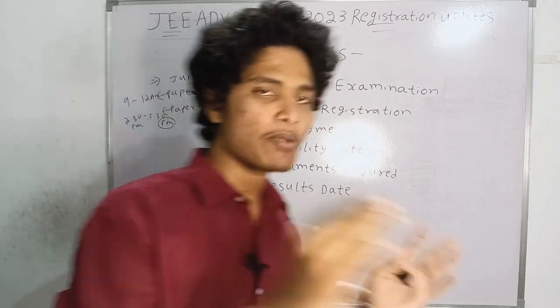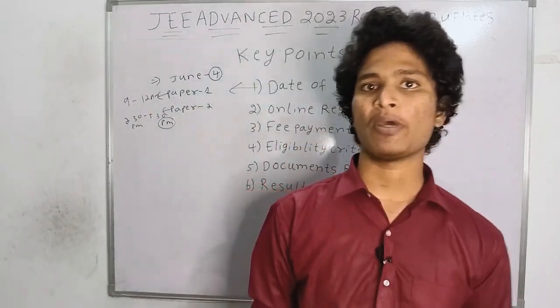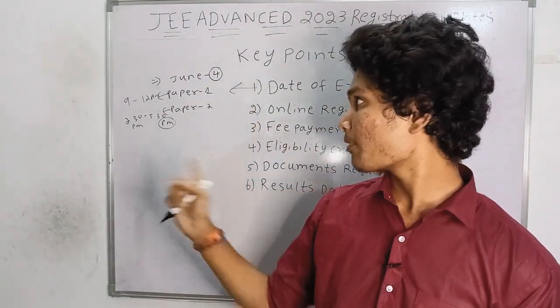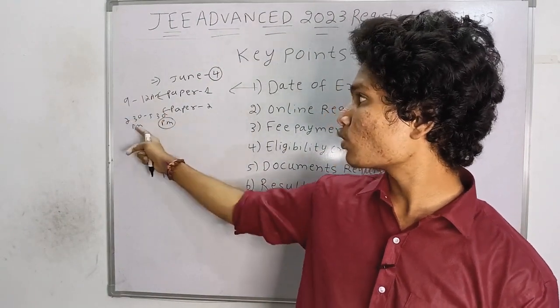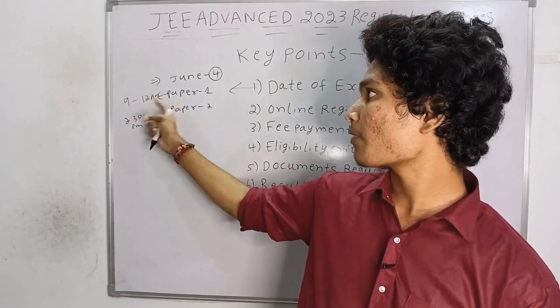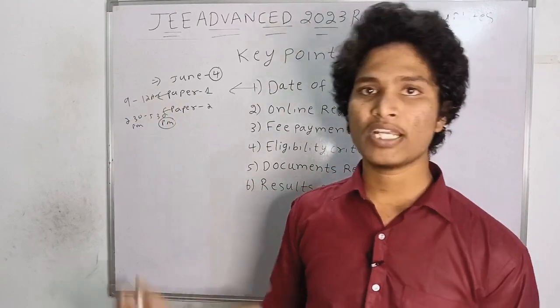This JEE Advanced is different from JEE Mains. In JEE Mains you have to write only 1 paper, but in JEE Advanced you have to write 2 papers. Paper 1 is from 9 to 12, and paper 2 is from 2:30 to 5:30 in the afternoon. So it is very important.